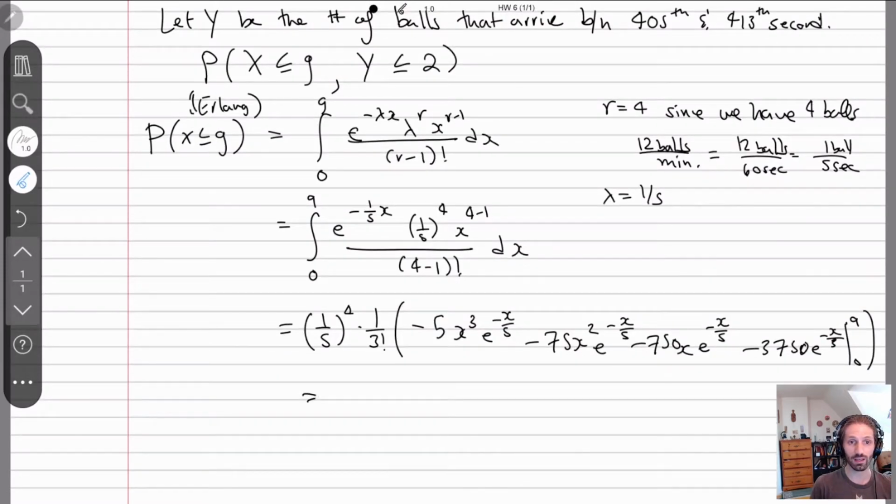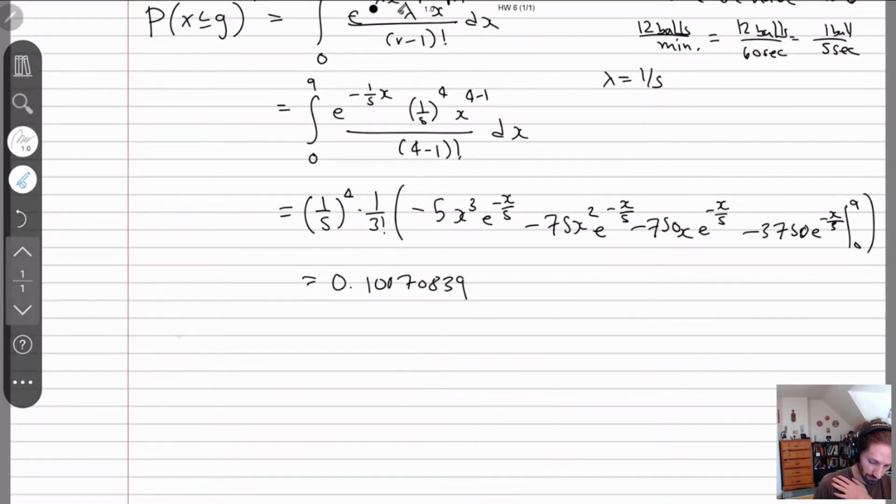Plugging these in, I'll just go straight to the final answer: 0.70839. So we end up getting this for P(X less than or equal to 9). So next up, we have to figure out what P(Y less than or equal to 2) is.